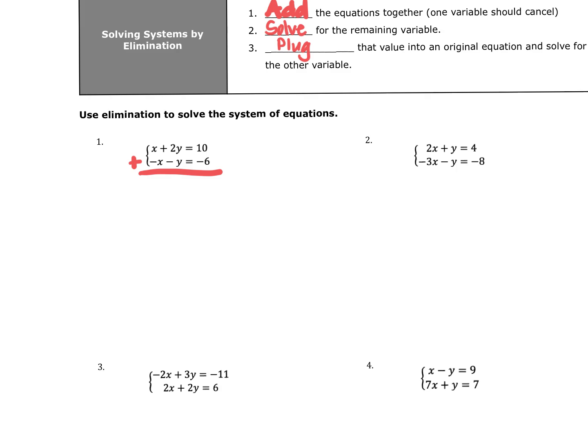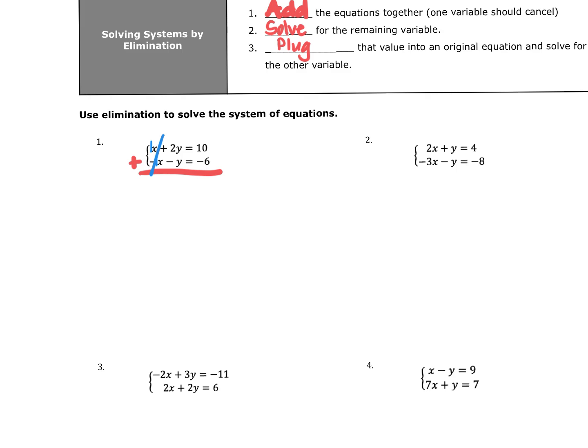So I have a positive x and a negative x. So really in front of both of those letters is the number 1. So if I have 1x and I add a negative 1, that's going to give me 0 x's. So 1 plus a negative 1 turns into 0. So those two cancel out.